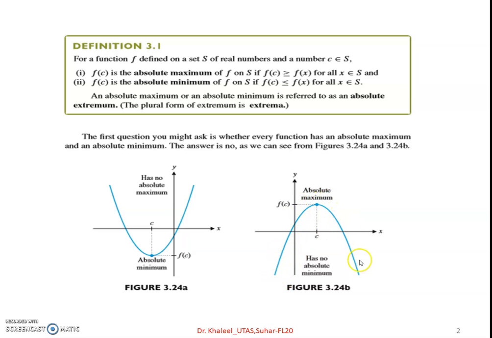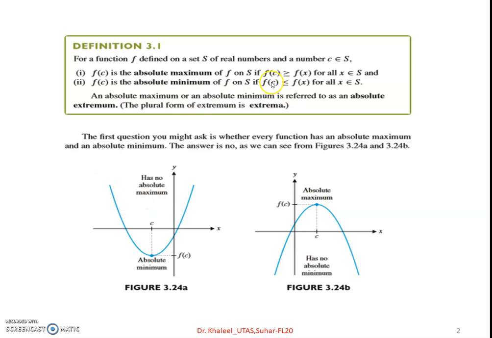That means this is your graph and this is S, and this c is in S. Am I right? So here the value of c is here, that is f(c), and look at this f(c). This f(c) is greater than all the values before and all the values after. That means all the values from here before c and after c, if you find the value of f(x), they are all lesser than this f(c). Then this f(c) becomes the absolute maximum.